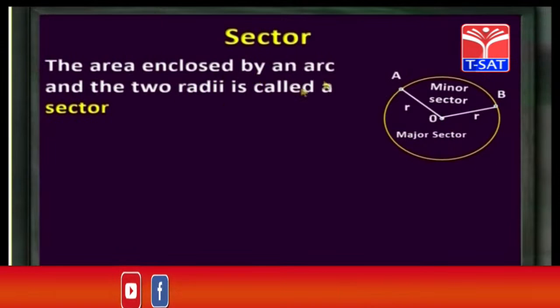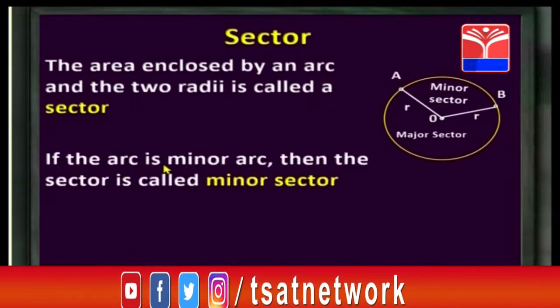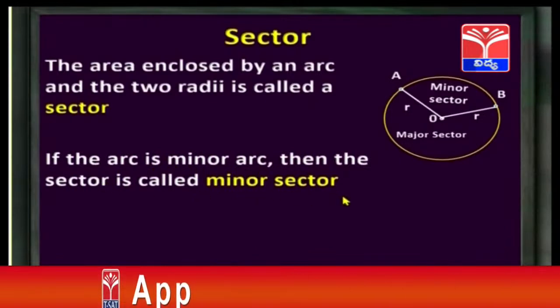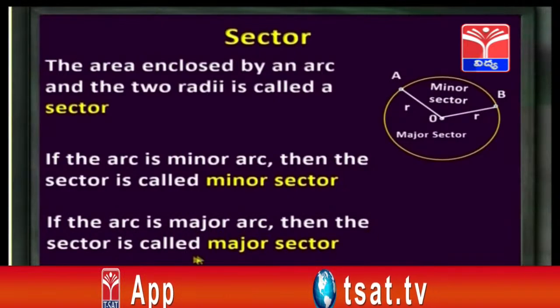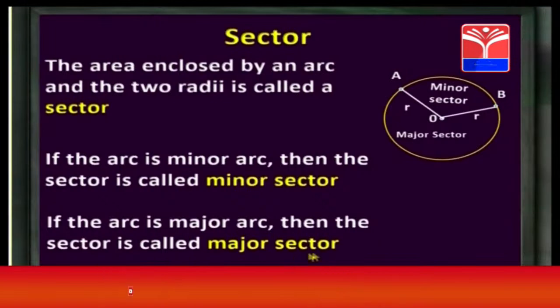The area enclosed by an arc and the two radii is called a sector. If the arc is a minor arc, then the sector is called a minor sector. If the arc is a major arc, then the sector is called the major sector.